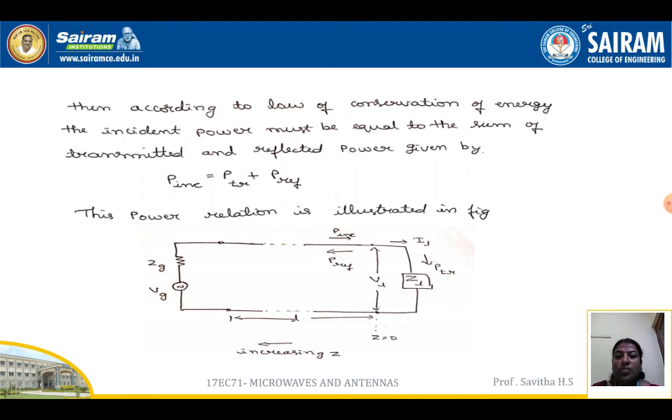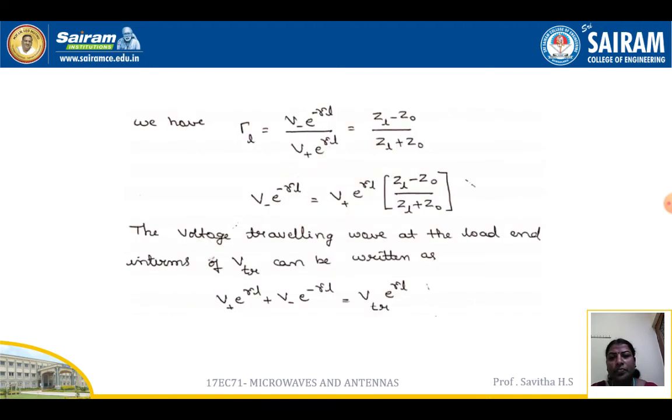So this power relation is illustrated in the figure. So here the generator end and the load end you can see in the diagram. So P TR is mentioned here, transmitted, and here incident power and reflected power also you can see in the diagram.